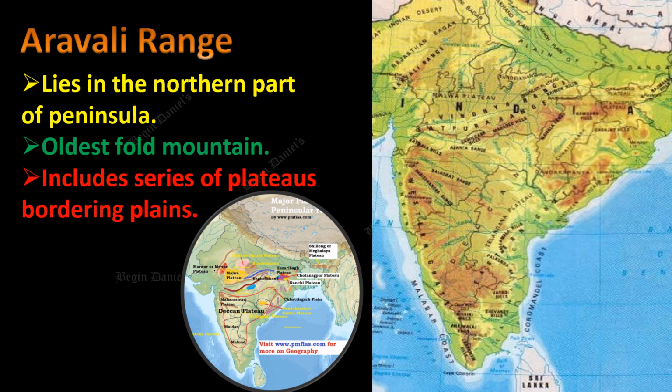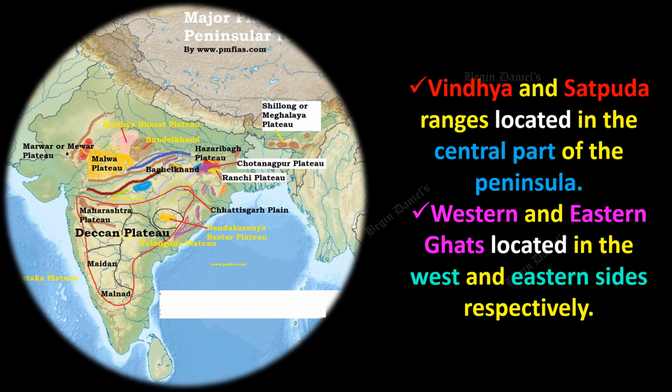Aravalli Range. It lies in the northernmost part of the peninsula. This range is considered to be the oldest fold mountain range. It includes a series of plateaus bordering plains. Vindhya and Satpura ranges are located in the central part of the peninsula region, and they divide the peninsula plateau into two, the North Indian plateau and the South Indian plateau. Western and Eastern Ghats are located on the west and eastern sides respectively.